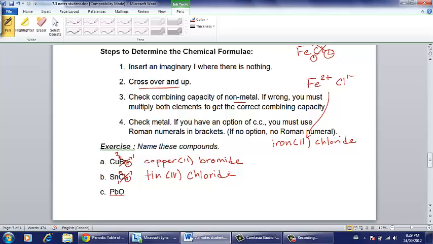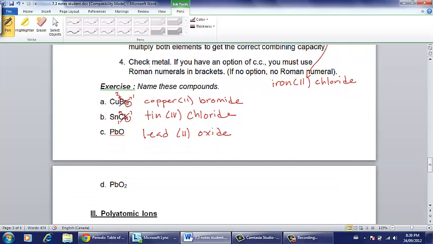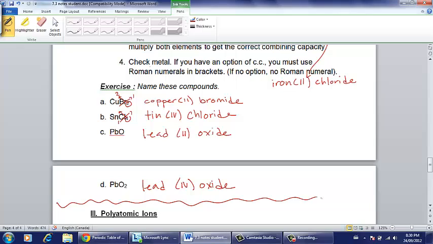Pause the video now and try C and D on your own. Okay, looking at C, this would be lead 2 oxide. And scrolling down to D, this must have been lead 4 oxide. We're going to stop the video today here and learn about polyatomic ions next day.